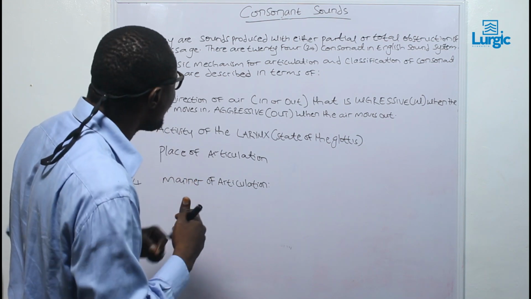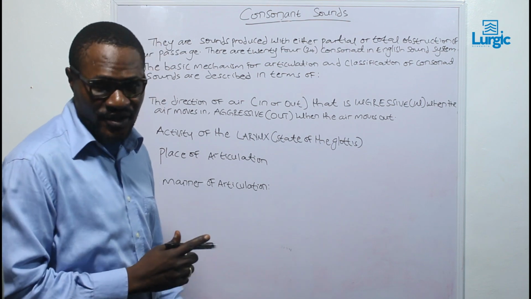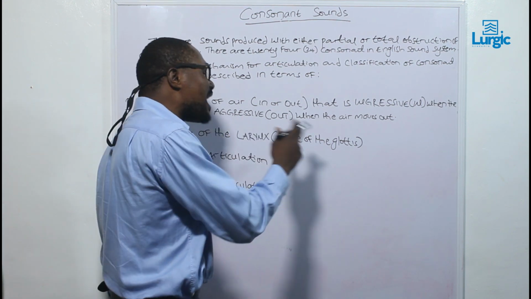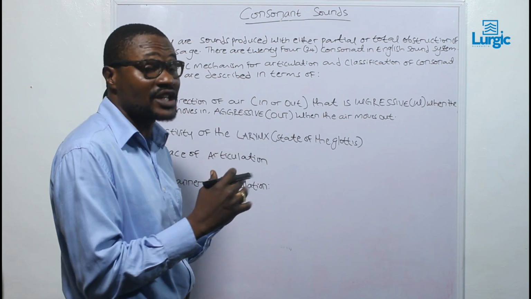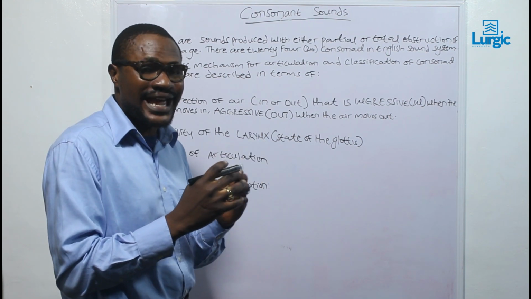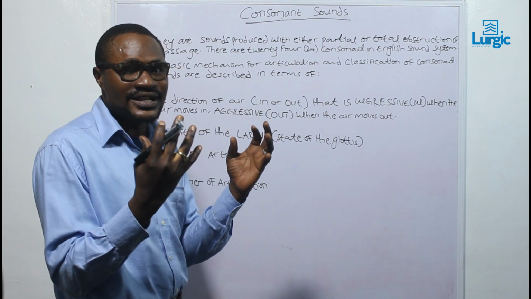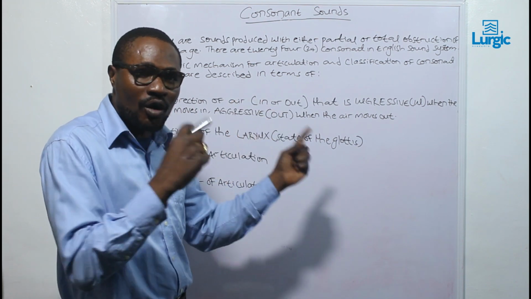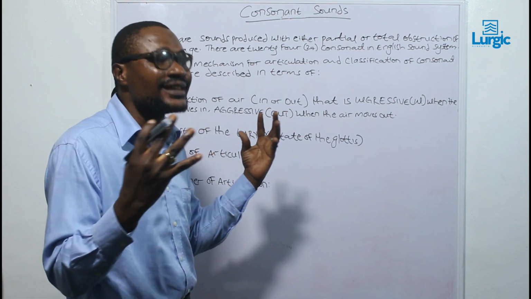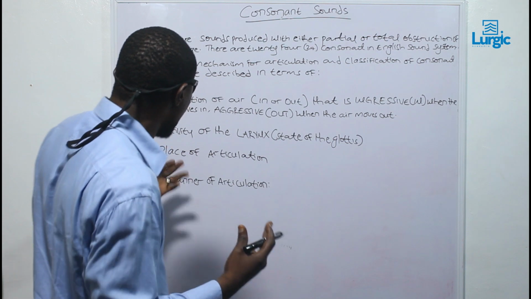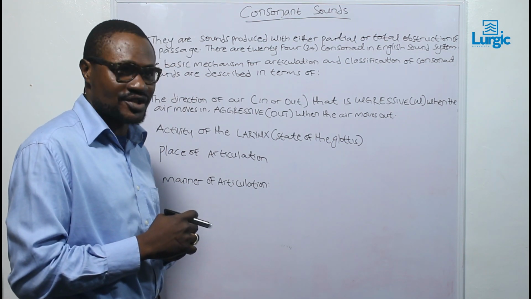So the second one we have is the activity of the larynx, or you can refer to it as the state of the larynx. Here, the state of the larynx, or the state of the glottis, can also be the activity going on in the vocal cord, that is, looking at how the airflow moves in the vocal cord and the larynx itself.